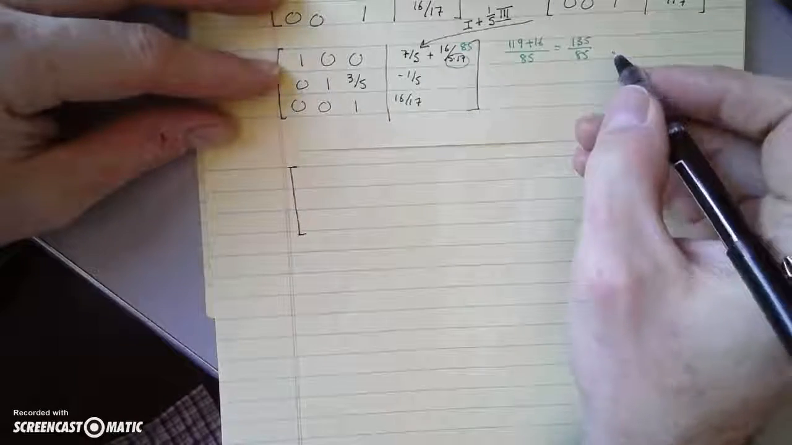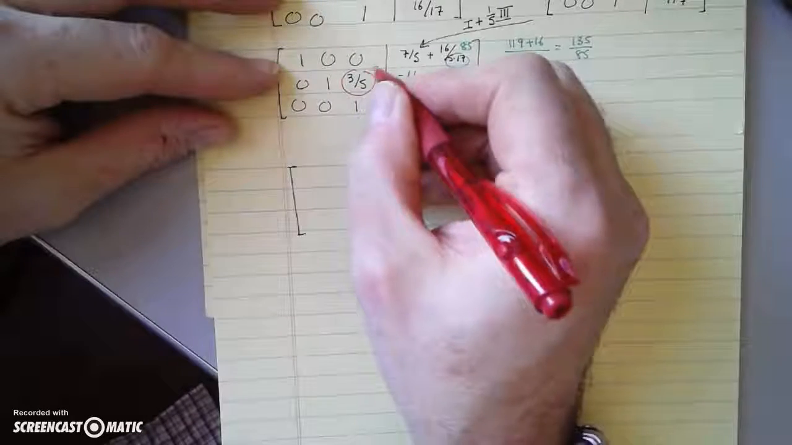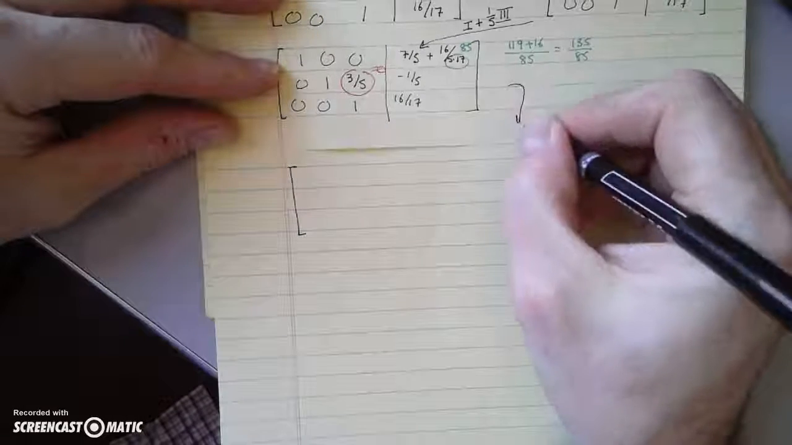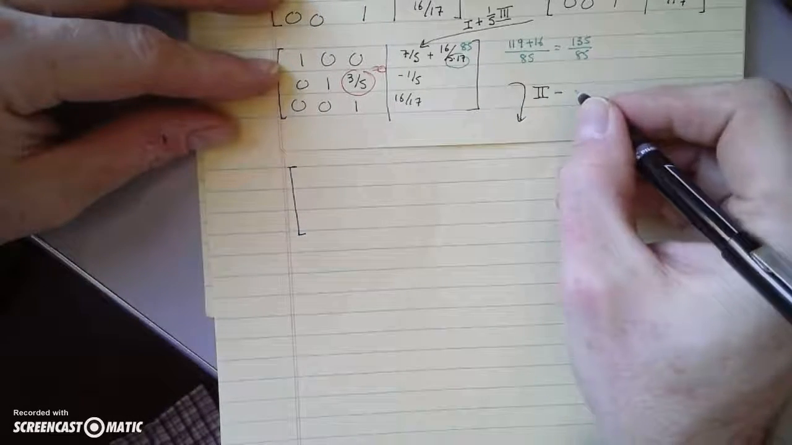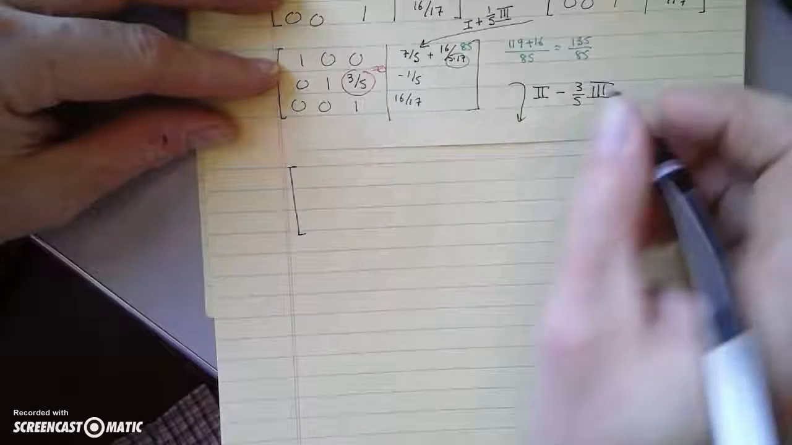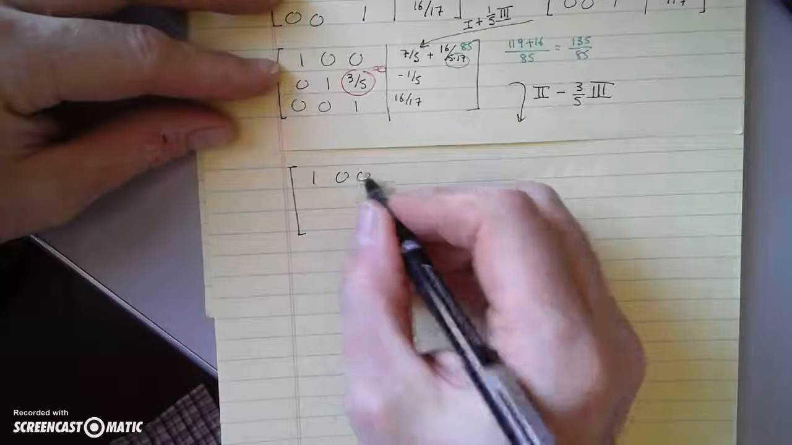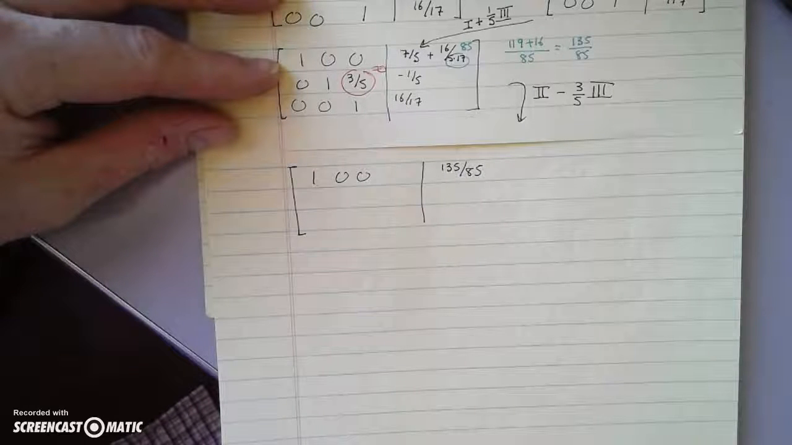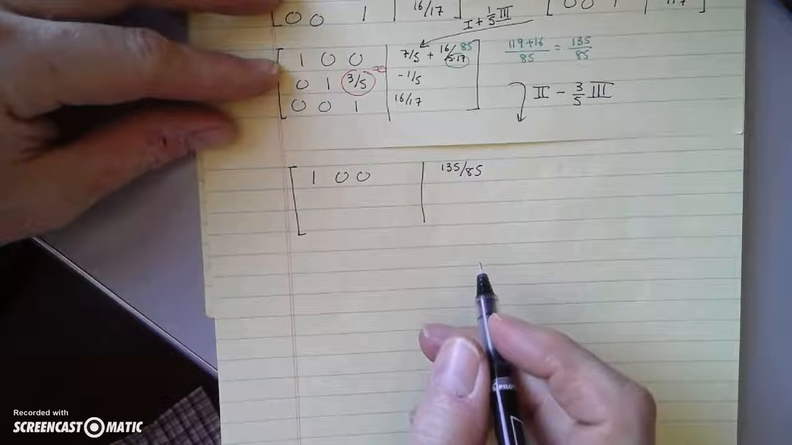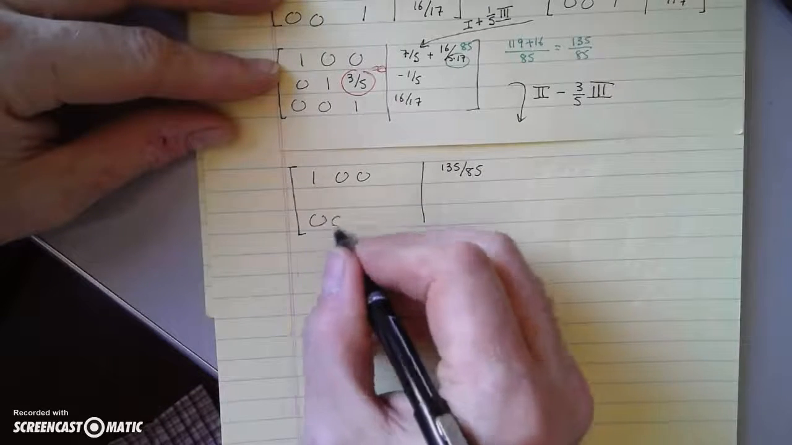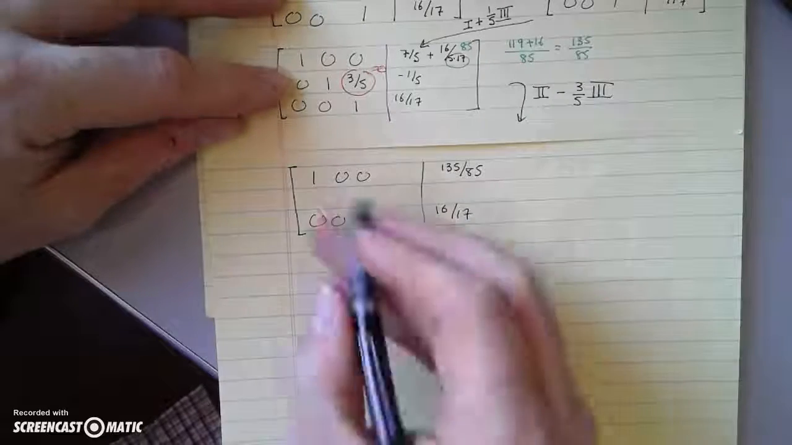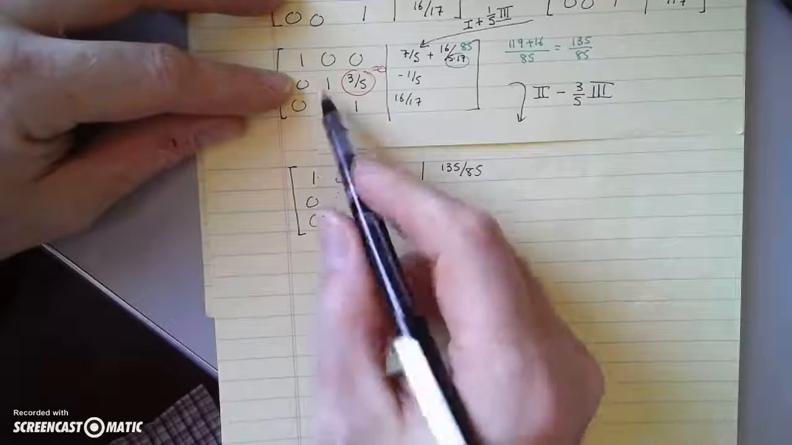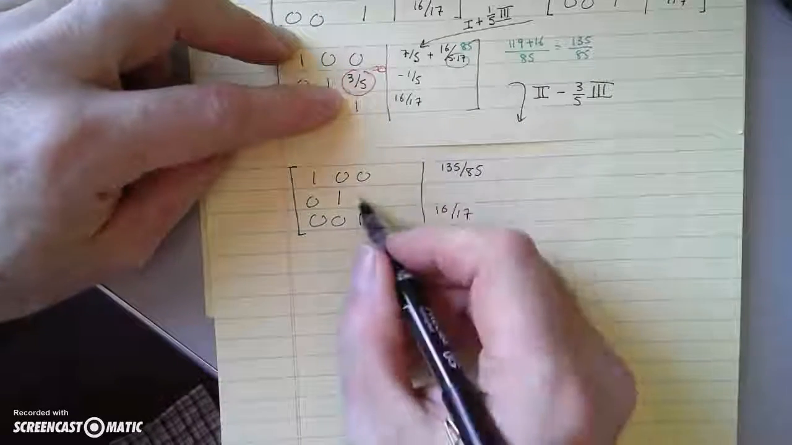Alright, so the last step is I want to turn this into a 0, which I'm going to do by taking row 2 minus 3/5 of row 3 using that 1. So the first row doesn't change, 135 over 85, right? Lost track of rows here. The last row doesn't change, sorry, 0, 0, 1, 16, 17. And this, well, we have 0 minus 0. We have 1 minus 0. Now 3/5 minus 3/5 is 0.